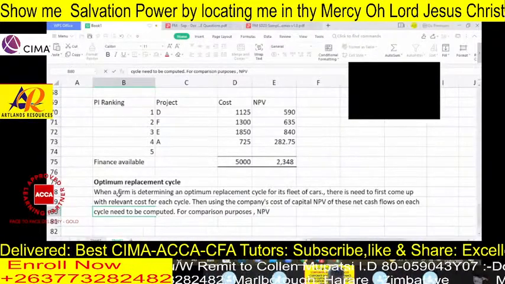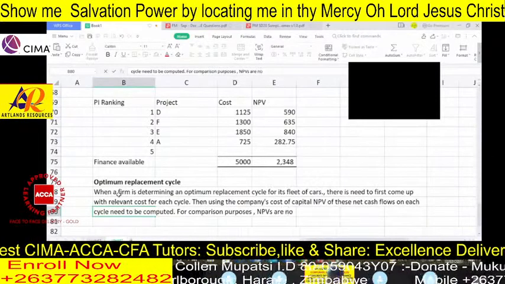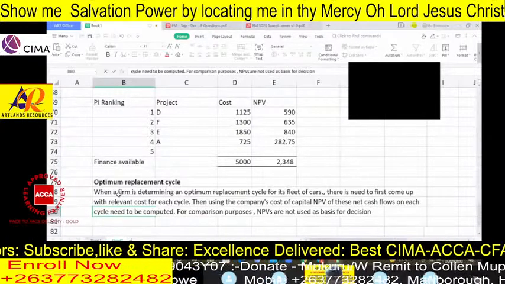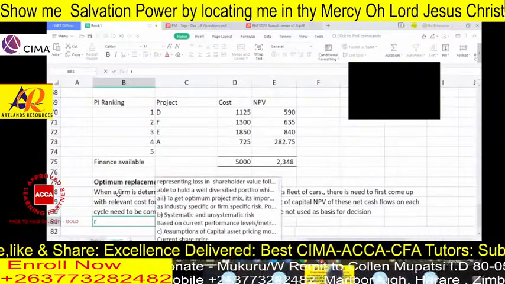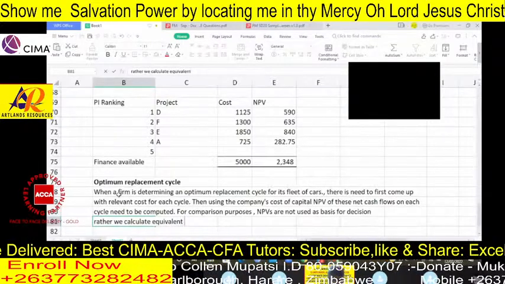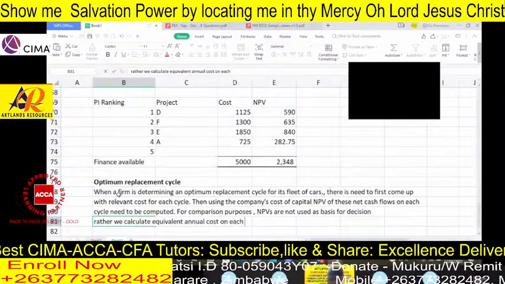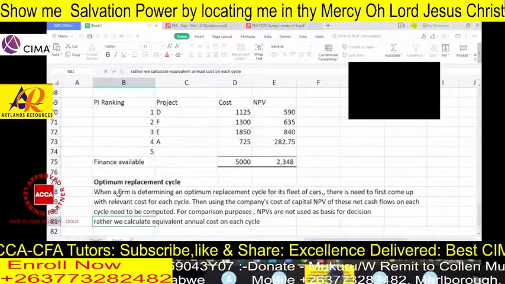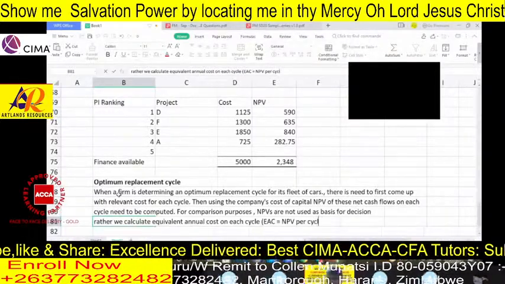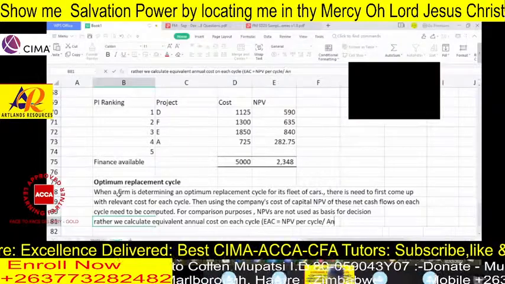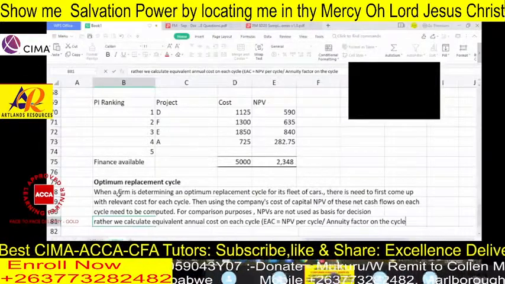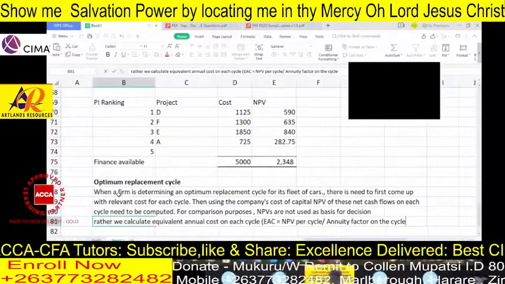For comparison purposes, NPVs are not used as basis for decision. Rather, we calculate equivalent annual cost on each cycle. So you can simply say EAC equals NPV per cycle, divided by annuity factor on the cycle. So this is equivalent annual cost. It's NPV per cycle. You divide that by annuity factor per cycle.